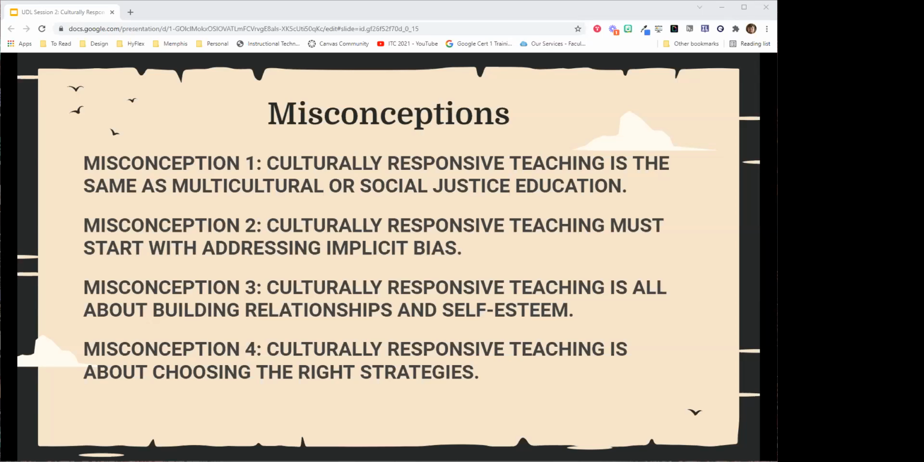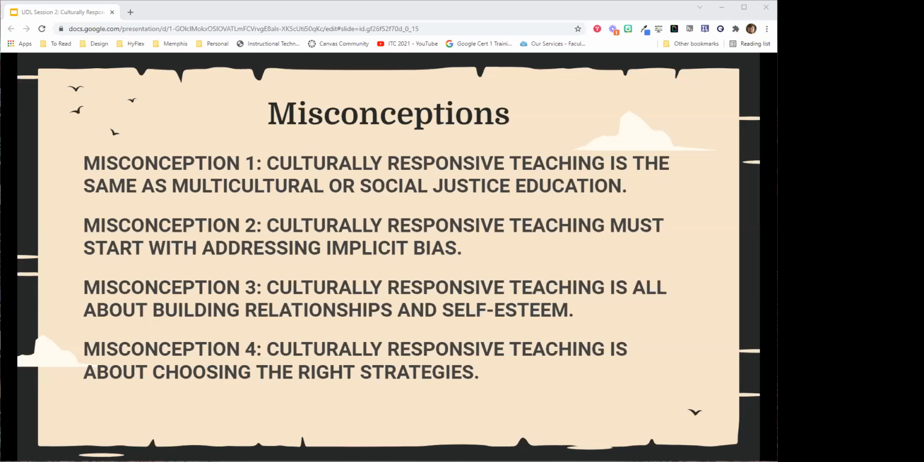Another misconception is that culturally responsive teaching is all about building relationships and self-esteem. That's also incorrect. Culturally responsive teaching actually lands more on the cognitive side of learning than the affective social, self-esteem relationship side. It's the brain and how the brain processes information and how our cultures influence how we process that information. So culturally responsive teaching is really about helping our students use their brains to do what we're asking them to do. It's helping our students use the tools they already have, that they've already been given by their culture, so that they can move forward with what is happening next.